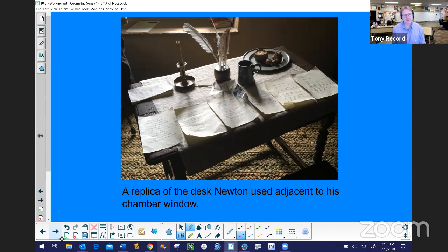So I can just imagine him sitting at this table during the outbreak of this plague, developing some ideas that led to his fluxions, which are what we call derivatives now, possibly looking out that very same window.